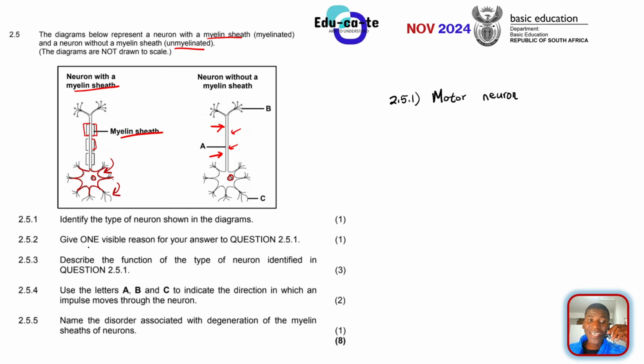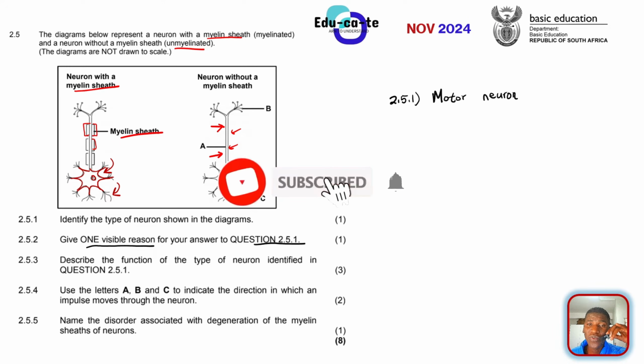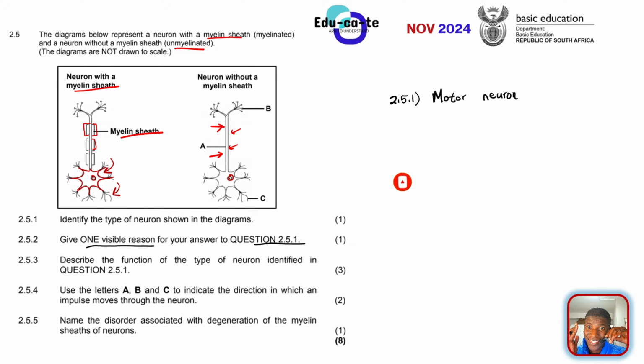So 2.5.2 says give one visible reason for your answer in question 2.5.1. When they say a visible reason, they want something that you are able to see from the diagram, not something that you know. And from the diagram, we are able to identify that this is a motor neuron because the cell body and the dendrite are at the same position. Or you can say that the cell body is at the beginning. But I don't know if the English makes sense. But basically, that's how it is easy to identify that it's a motor neuron.